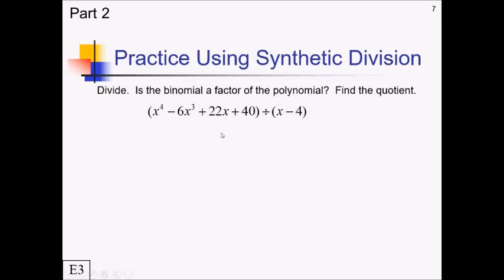Here's another example for you. Pause the video and just do the setup for this one, but don't go through and actually crunch all the numbers. All right, so for our setup, we have coefficients of 1, negative 6, and 0, 22.